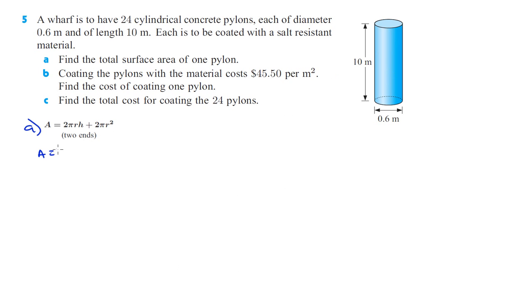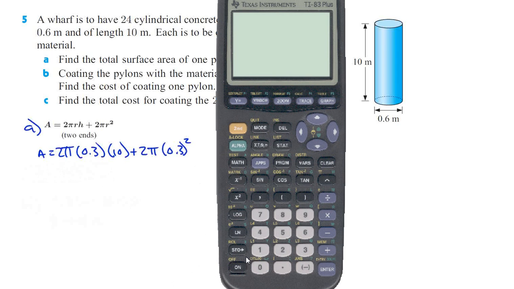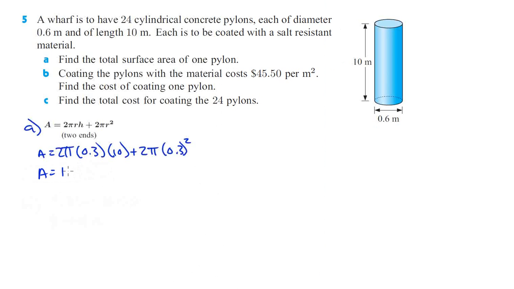Okay, so let's plug in what we know here. So we got area equals 2 times pi. Our diameter all the way across is 0.6, so our radius is 0.3, and our height is 10, plus our two ends, which is 2 times pi times our radius, which is 0.3 squared. Alright, so now we gotta plug that into our calculator. Okay, so there it all is. Enter the calculator. We get 19.4, and this is all going to be meters squared.